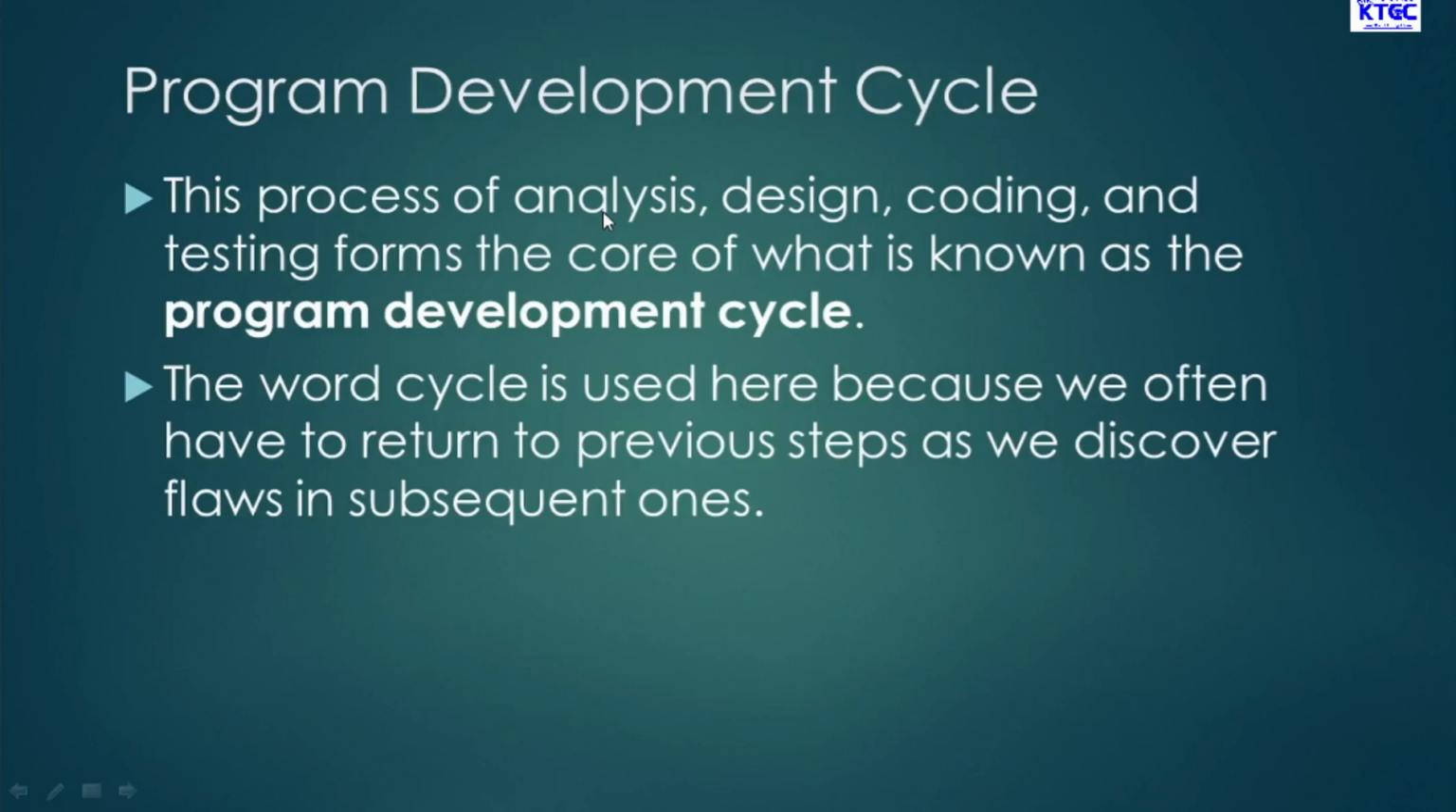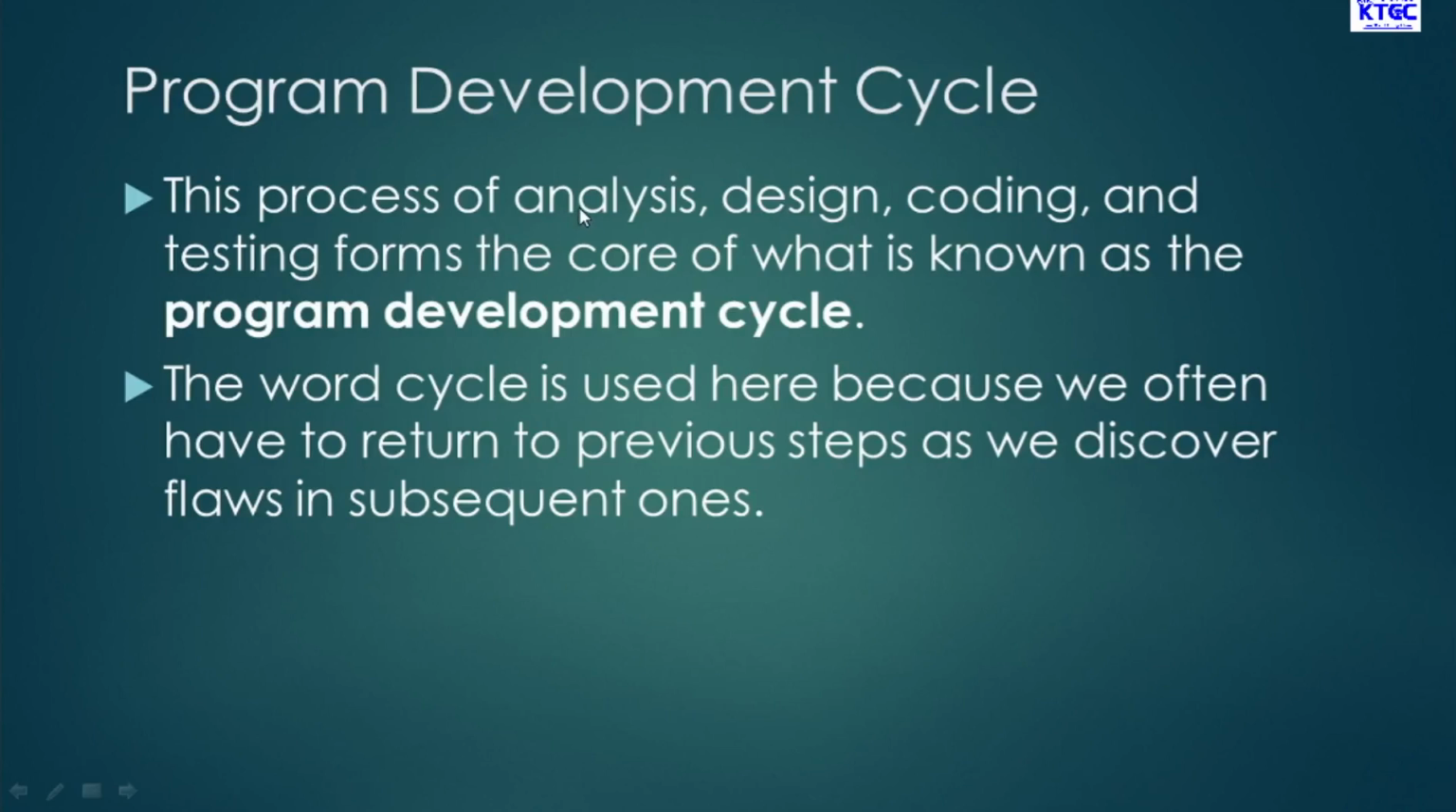After analysis of the problem, asking yourself a series of questions, you go ahead and then design your algorithm. After designing your algorithm, you come to coding, that is implementing your algorithm in a programming language, write the source code and all that. And after that, you test it. All this process forms the core of what is known as what? Program development cycle. Now, the word cycle is used here because it's in a circular form.